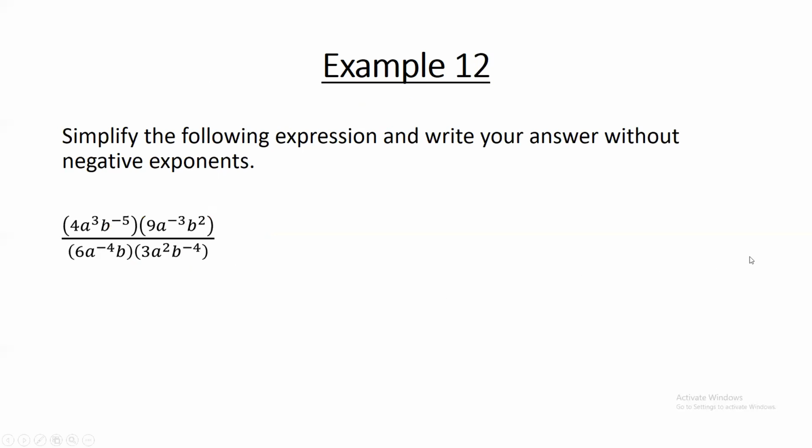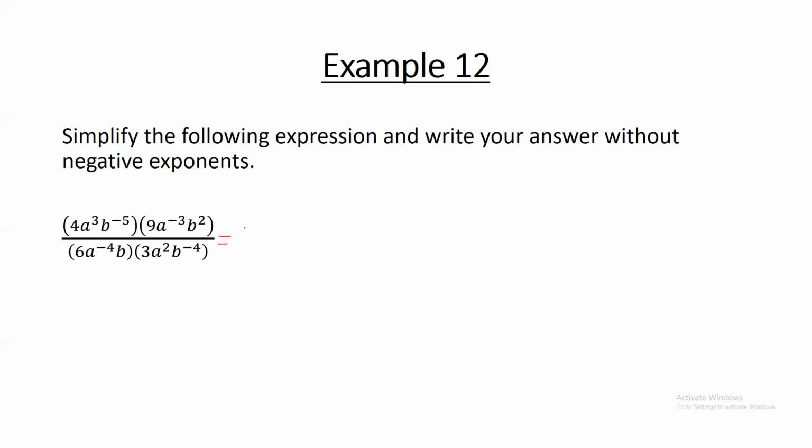Let's do one more example. This example has almost everything, or maybe everything, that we have covered about exponential expressions so far. But we're not going to be intimidated by any of this. We're just going to take this step by step. We have a fraction, and in the numerator of that fraction, we have multiplication. Same thing for the denominator. That's what we're going to do. We're not going to worry about anything else. We're just going to multiply the expressions on the top, multiply the expressions on the bottom, and go from there.